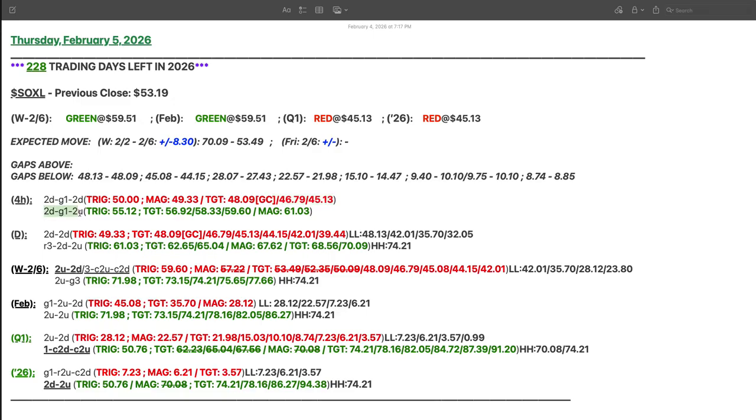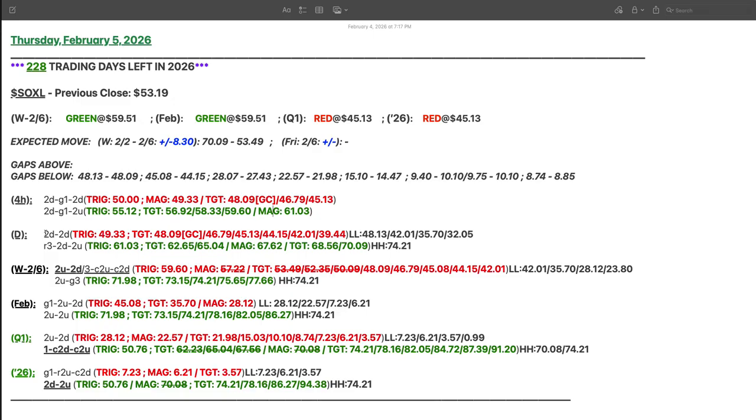To the upside, we would have that 2-1-2 up reversal, so we would trigger at 55.12. Magnitude is 61.03. Since we are in the face of a downtrend on the 1 hour, the 4 hour, and the 1 day chart, we do want to keep in mind that we might not make magnitude, and just keep note of where there are possible points of reversal. And so we've got those listed out here for you in the intermediate targets before you reach the magnitude.